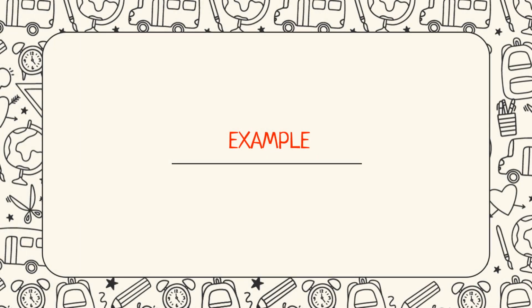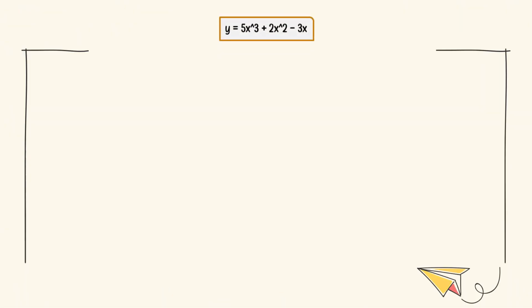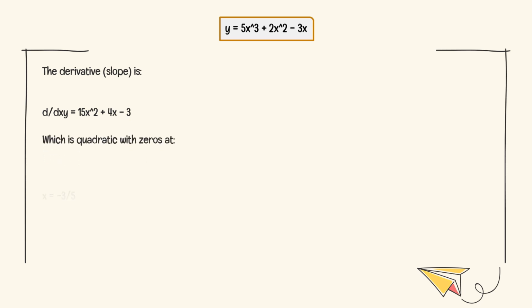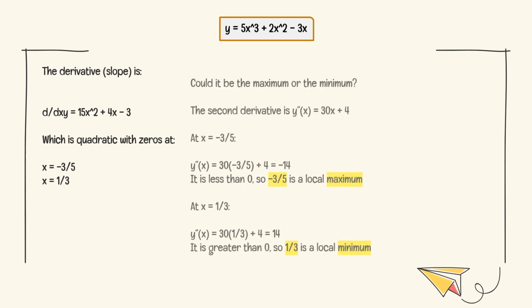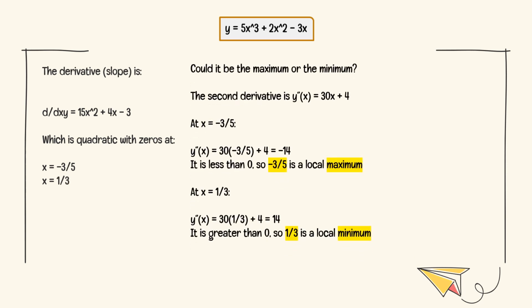For example, the equation given is y equal to 5x to the power of 3 plus 2x squared minus 3x. The derivative is 15x squared plus 4x minus 3, which is quadratic with zeros at x equal to minus 3 over 5 and x equal to 1 over 3. Would it be the maximum or the minimum?